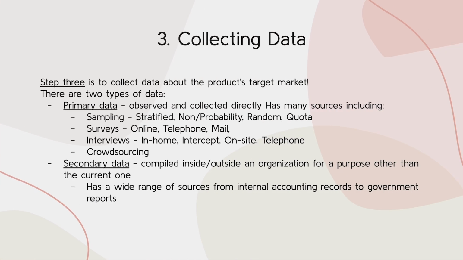Step 3 is to collect data about the product's target market. There are 2 types of data. Primary data is observed and collected directly. It has many sources, including sampling, surveys, interviews, and crowdsourcing. Secondary data is compiled inside and outside an organization for a purpose other than the current one. It can have a wide range of sources, from internal accounting records to government reports.